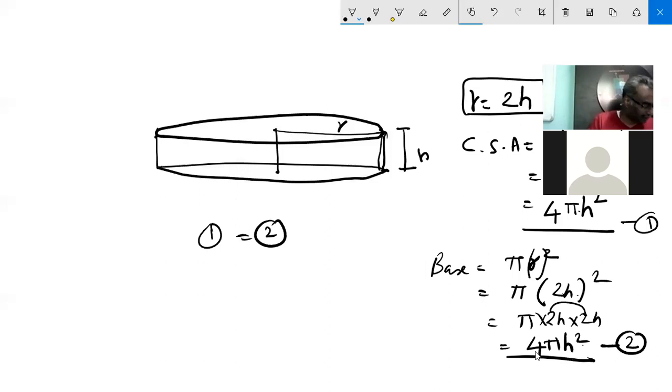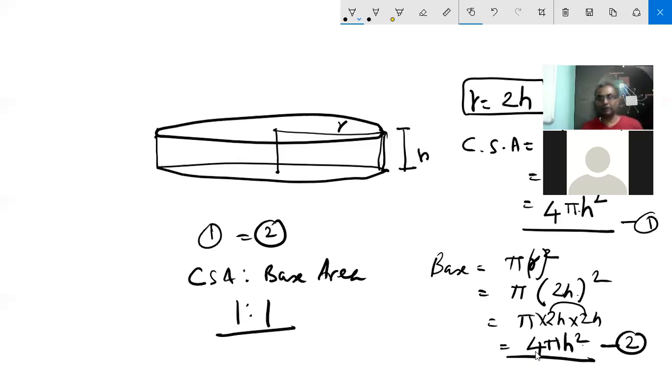So, he is asking the question, find the relation between CSA and base area. Yes, sir. CSA is to base area how much is he asking? Right? What should you tell? 1 is to 1. That's all. Very simple. Okay, take down this one.